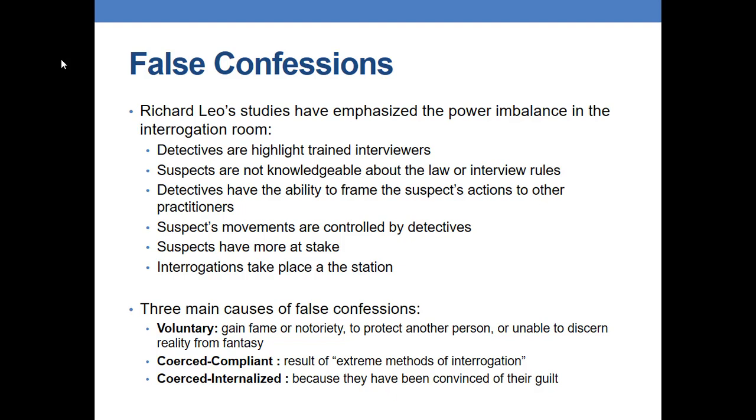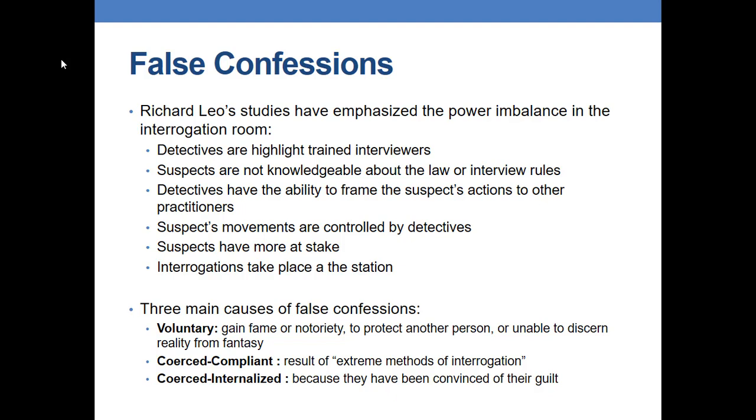For these reasons, interrogation has been likened to a confidence game where the detective is the highly trained con man and the suspect is the gullible mark. False confessions are not a new problem. The issue has existed for a lot of years. The cause of the problem, however, has changed as interrogation techniques have evolved.